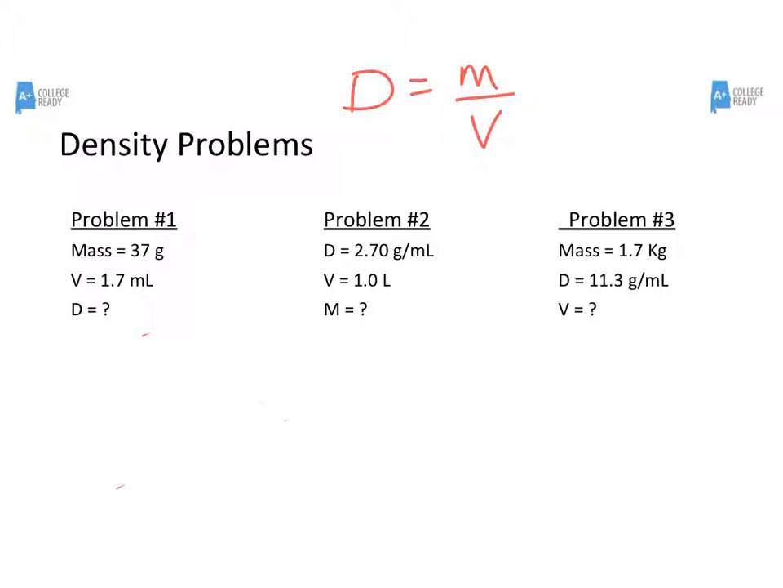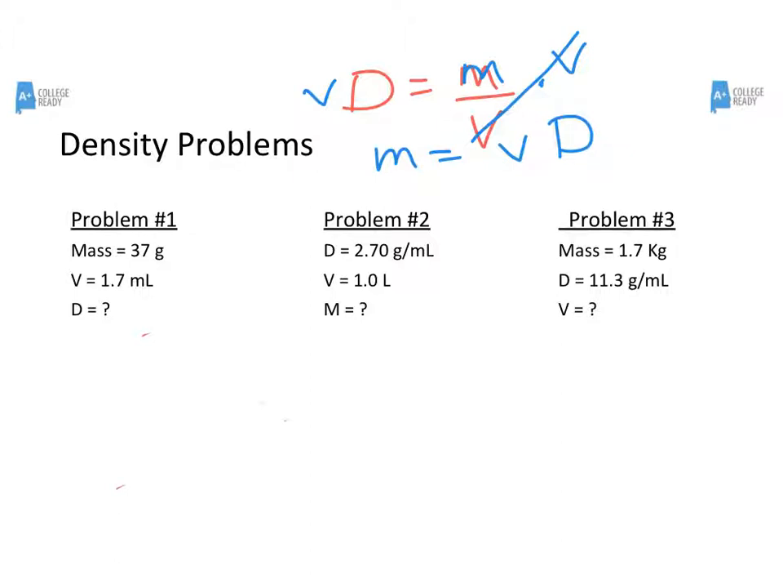So let's look at the second problem. This time they gave us the density, but they want the mass. So I'm going to rearrange this equation so that I get mass on one side. I'm going to multiply out that denominator on one side. If I do it on that side, I have to do it on this side. So now I have a new equation. The mass is equal to the volume times the density.